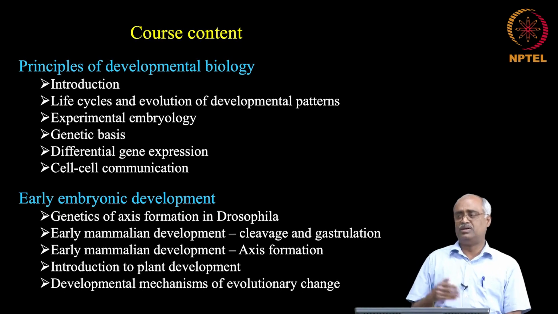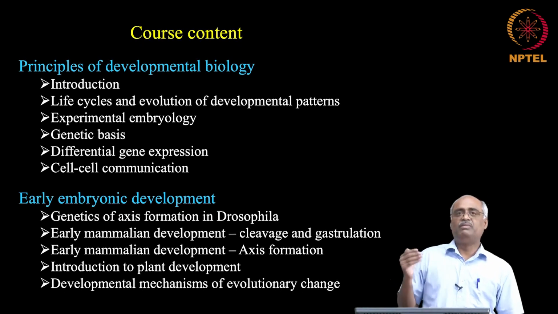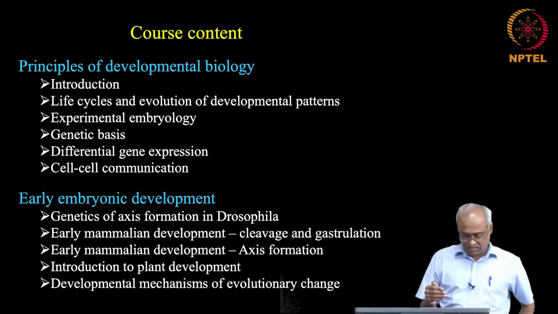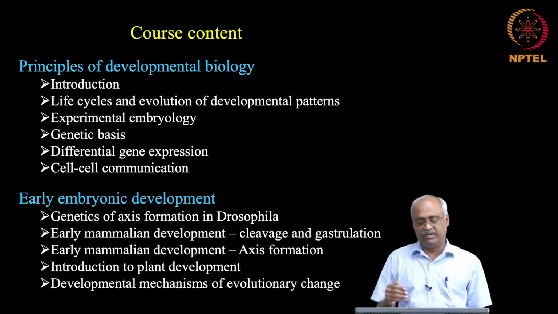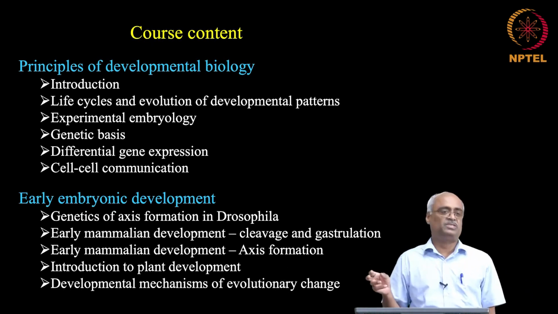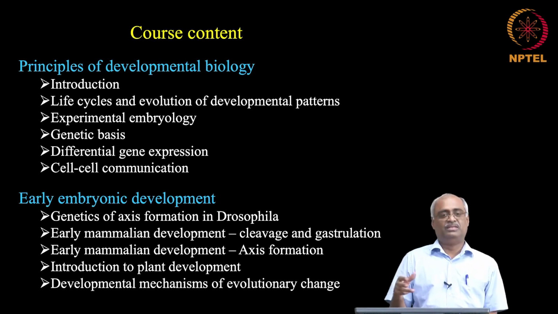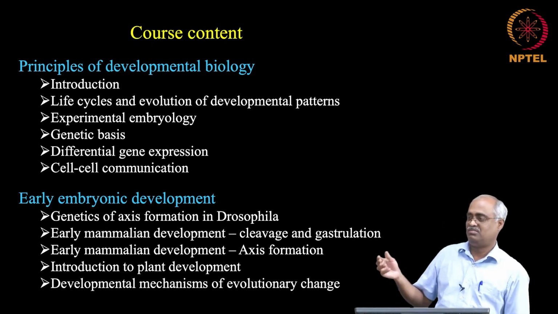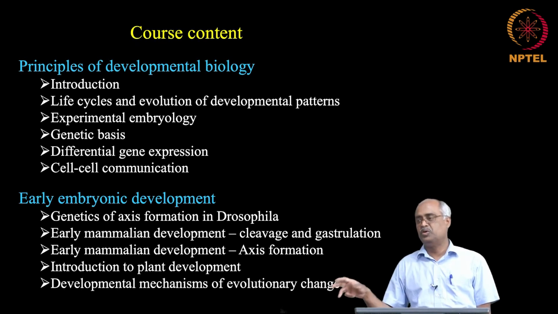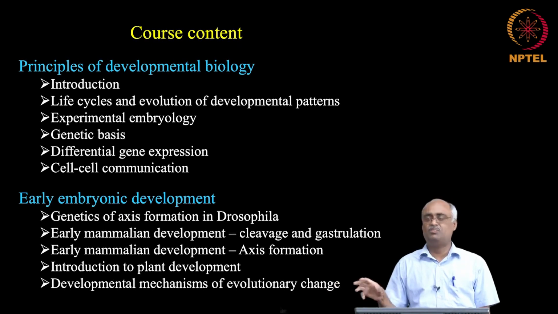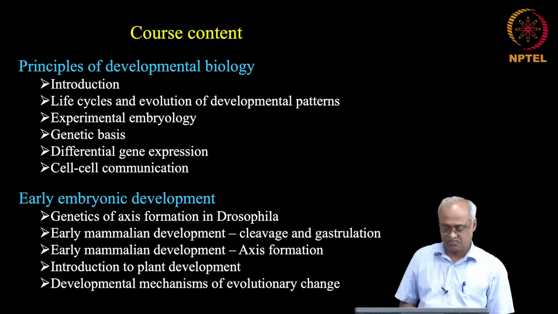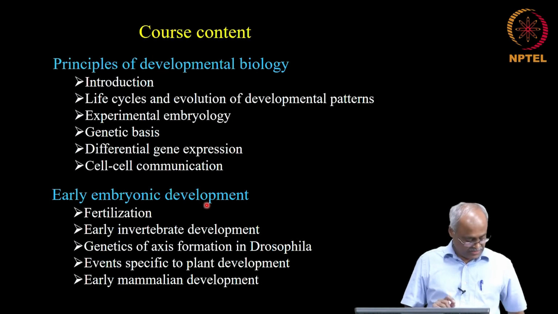conserved features among organisms. So what we will really not cover are the developments of individual organs of a multicellular organism. We will probably do one or two examples, but we are not going to talk about, for example, in mammals, how the heart develops, how the brain develops, how the liver develops, like that. We are not going to get into those details. That's not possible in an introductory course. So this is the course content.